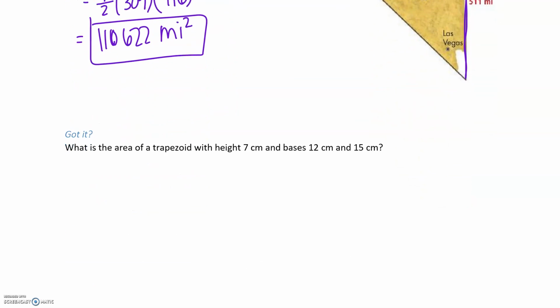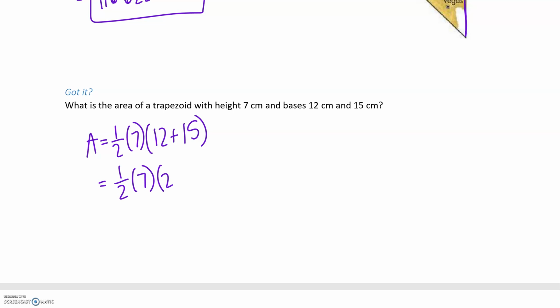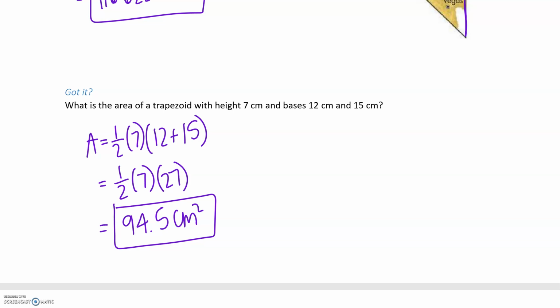Okay. If we go down here, it says that we have a trapezoid with the height of 7 and bases of 12 and 15. So we have the area equals 1/2 times our height, which is 7, times the sum of our bases, so 12 plus 15 gives us 1/2 times 7 times 27, and when we put that into our calculator, it gives us 94.5 centimeters squared.